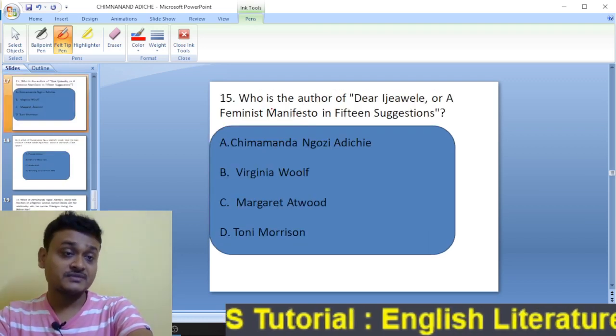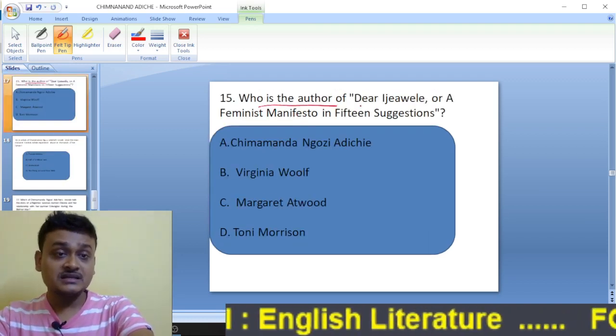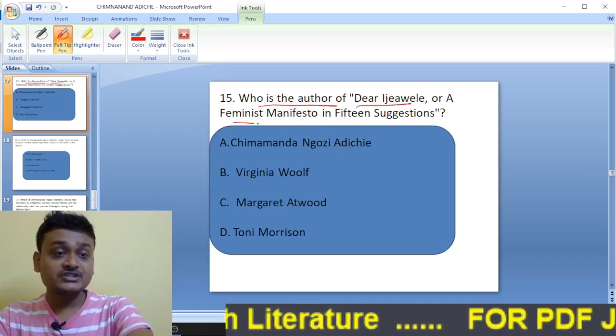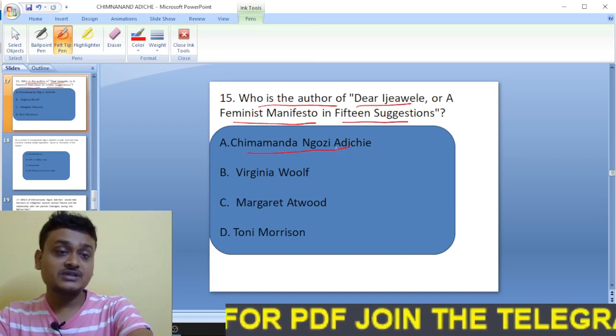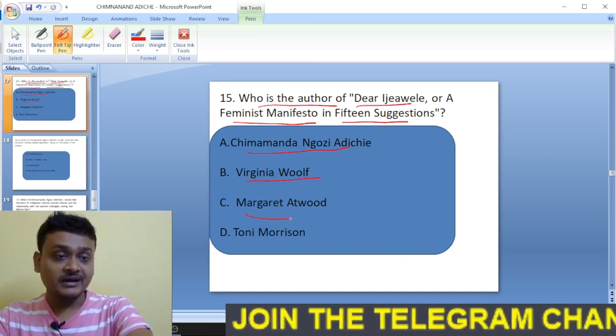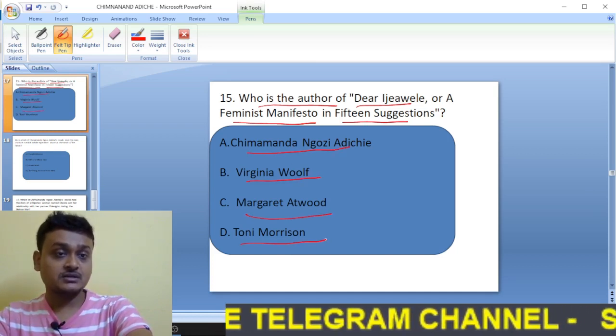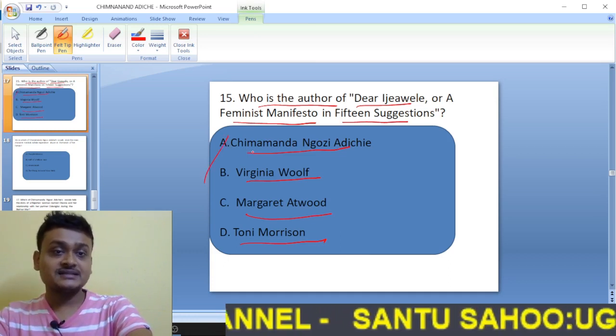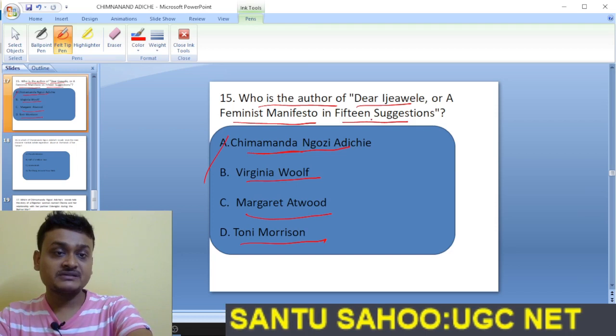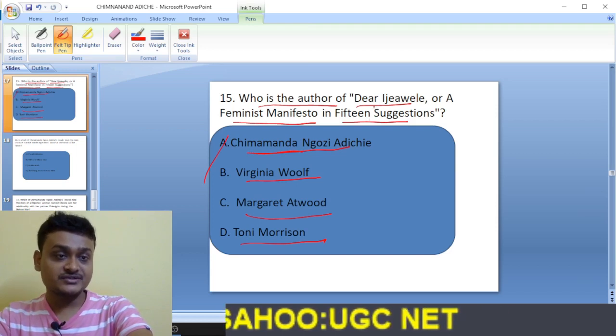Moving on to question number 15. Who is the author of Dear Ijeawele, or A Feminist Manifesto in Fifteen Suggestions? Your options are Chimamanda Ngozi Adichie, Virginia Woolf, Margaret Atwood, Toni Morrison. So yeah, the right option is Chimamanda Ngozi Adichie, and she has written A Feminist Manifesto in Fifteen Suggestions, which is also called Dear Ijeawele.